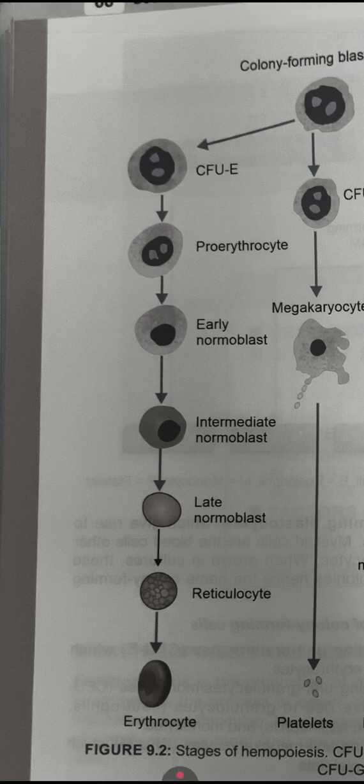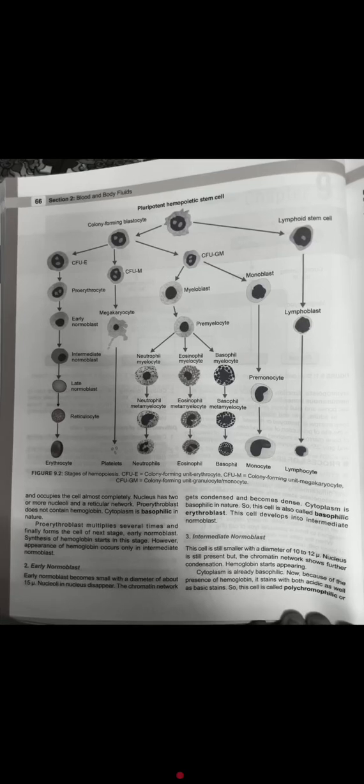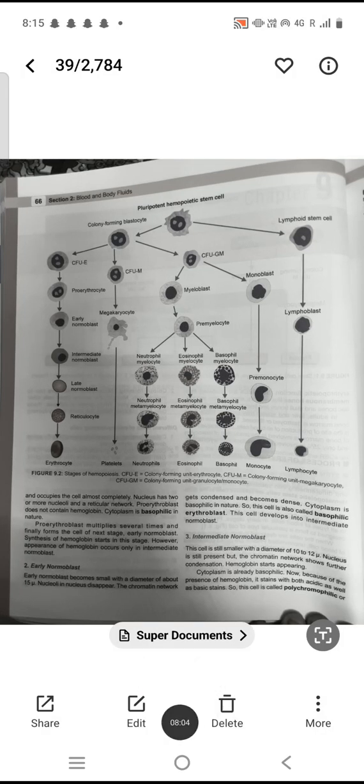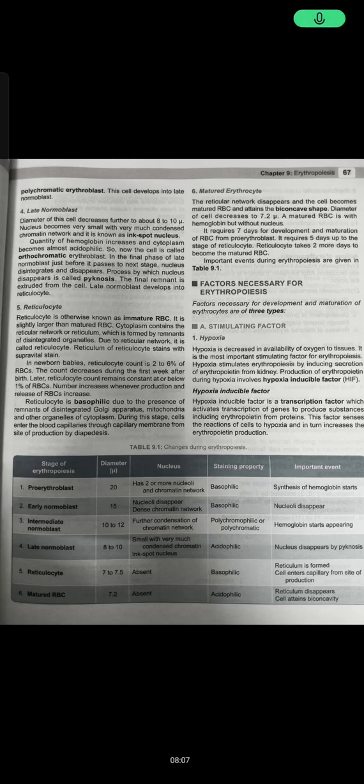See, first let me give a little bit of this. First, CFU-E, that means colony forming unit E. It will further divide into proerythroblasts. Further it is converted into early normoblast, then intermediate normoblast. Next stage we will see polychromatic erythroblast, which means it will take both acidic and basic stain. This cell is developed into late normoblast. Now this intermediate normoblast will develop into late normoblast.